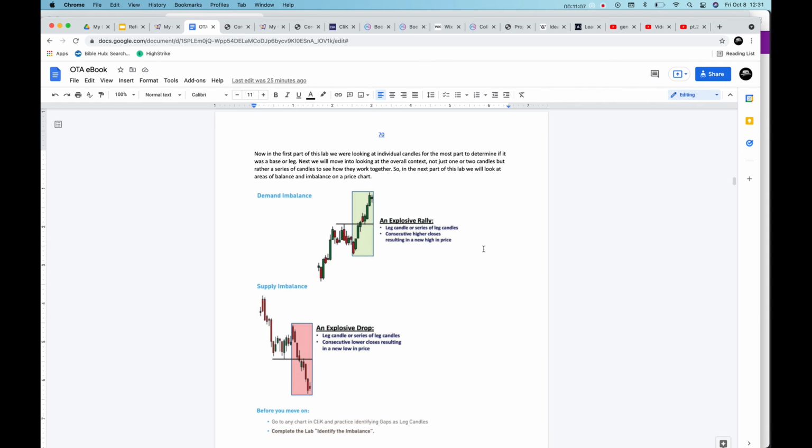Before you move on, go to any chart in your preferred trading platform, practice identifying gaps as leg candles, and go ahead and complete the lab identifying the imbalance, which is the video in the lab that we just went through.